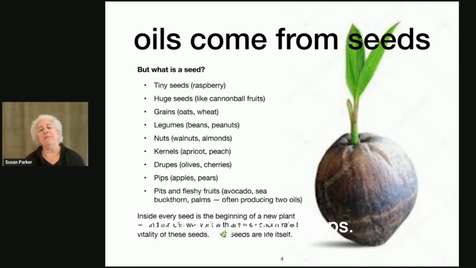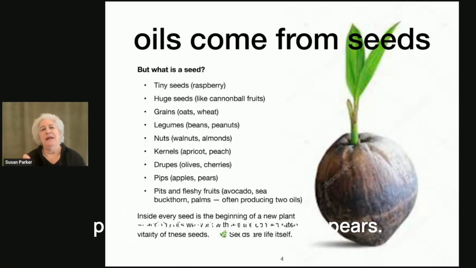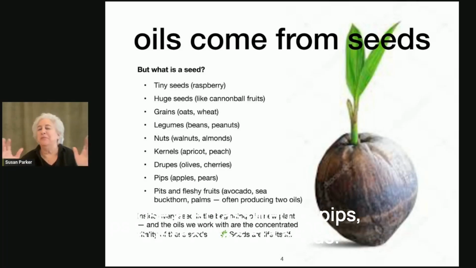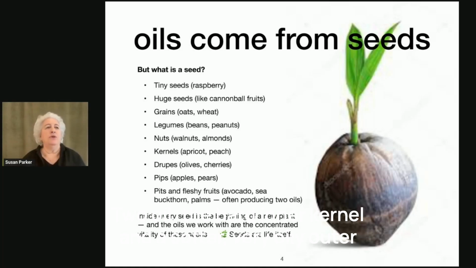Kernels like apricot and peach, drupes. Now, olives are technically a drupe, as are cherries. So that's a little different type of seed. Pips, seeds in apples and pears, those are classified as pips, but they too are seeds. Pits, fruits like avocado, sea buckthorn, and even some of the palms produce 2 oils: a hard inner kernel and a softer, very oily outer, sometimes called the mesocarp, sometimes called the fruit.